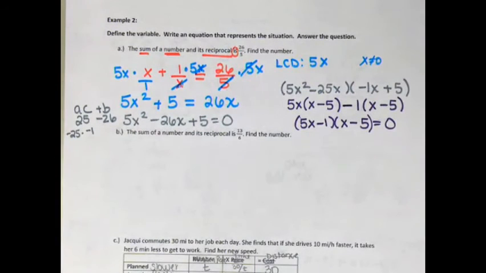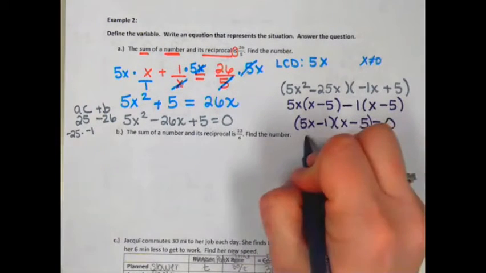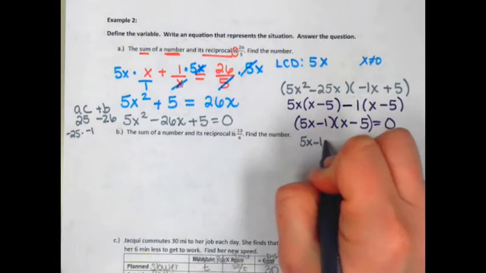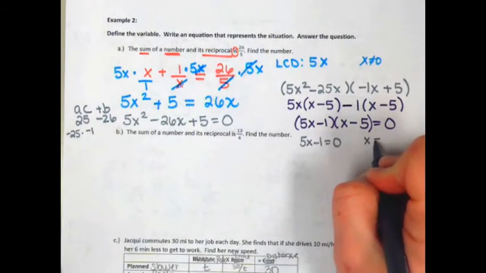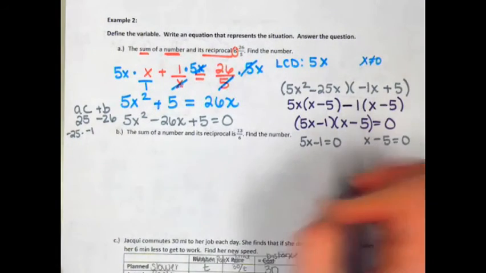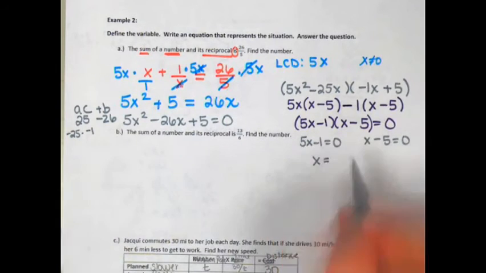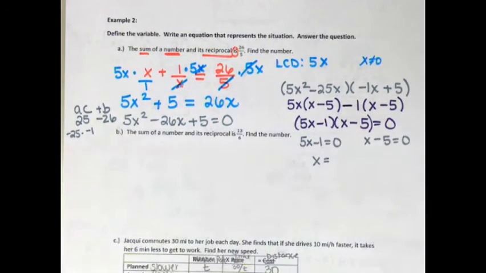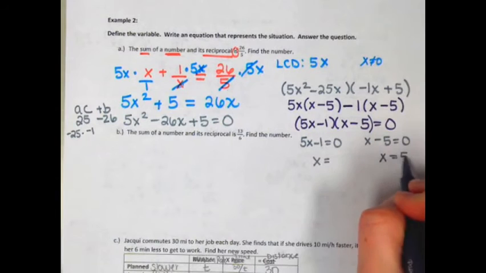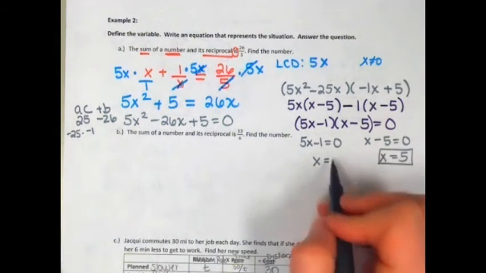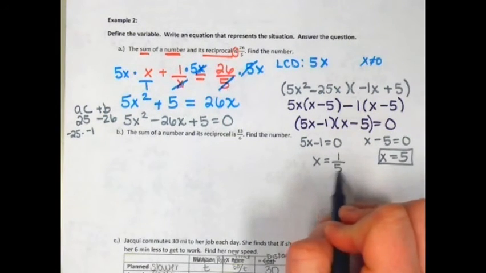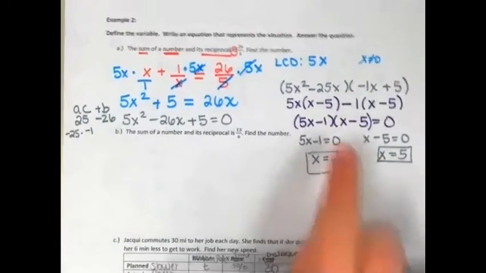So we're factored, right? But have we solved it? No. So how do we solve this? Set them equal to 0. Yeah, break them apart, set them equal to 0. So what are my two answers? X equals 5, because you add the 5, and 1 over 5. Why? Because you add the 1, divide by 5.